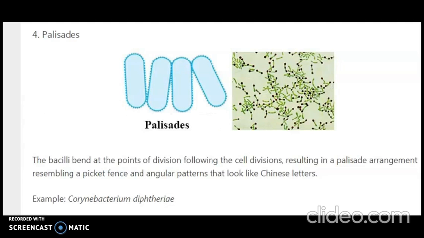Next arrangement of bacilli is palisades. The bacilli bend at the points of division following the cell division, resulting in a palisade arrangement resembling a picket fence and angular patterns that look like Chinese letters. Example of palisade organism is Corynebacterium diphtheriae.